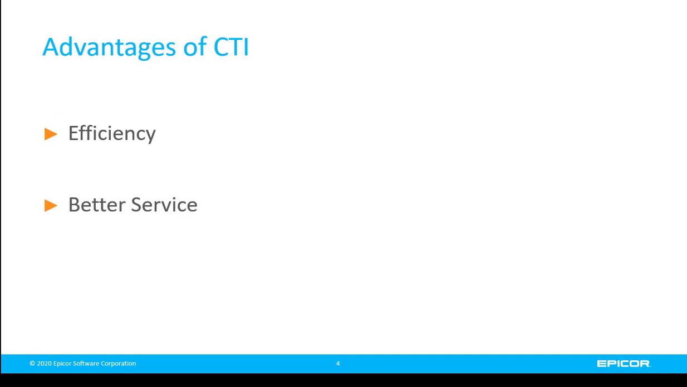There are two primary advantages of using a CTI system. One is better efficiency. When a customer is calling in, having that call get routed to the appropriate individual, and also better service. That individual is going to have information on hand related specifically to that customer that's calling in. So that saves time and provides better service for the customer. With that, let's go ahead and jump into a quick demonstration.